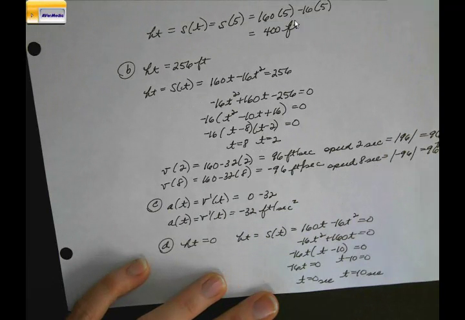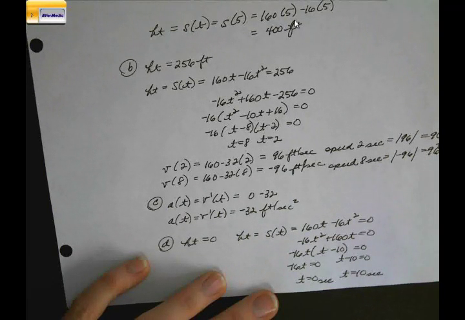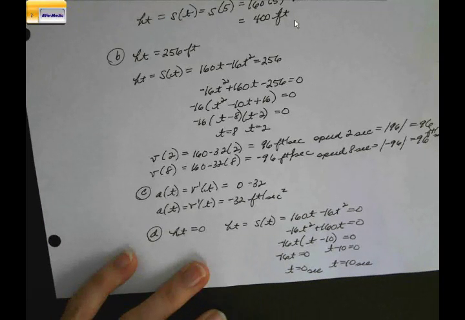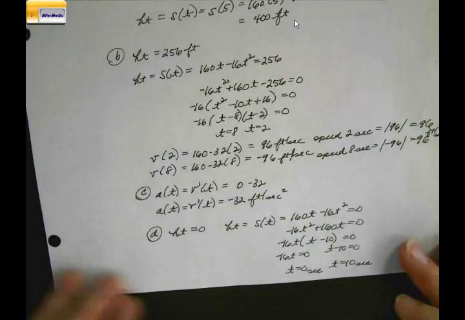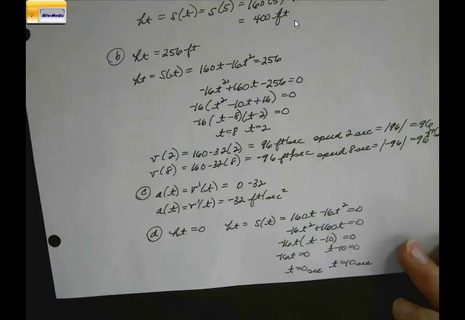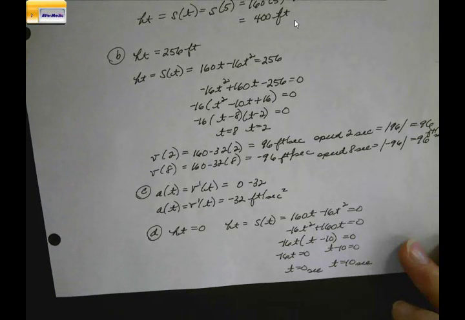Does that make sense? 0 seconds says it was initially on the ground, and then it says it took 10 seconds for it to shoot up in the air and come all the way back down and hit again. Pretty straightforward. That's an excellent example just to get you warmed up, getting the derivatives, getting your notations in there, understanding that the first derivative of the position function is velocity and the derivative of velocity is acceleration.